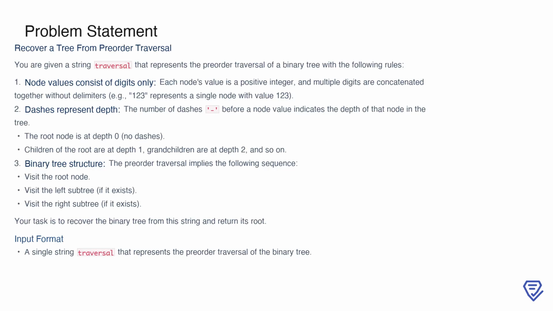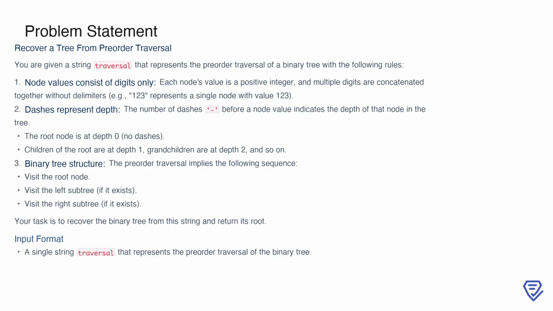In this problem, we are tasked with reconstructing a binary tree from its preorder traversal, which is given as a string. The string follows a specific structure. First, each node value is represented by a sequence of digits, with no separators, so numbers like 123 are treated as a single node value. Second, the depth of each node is indicated by a number of dashes before the node value. For example, if there is one dash before a value, that node is at depth 1, meaning it's a child of the root. 2 dashes indicate depth 2, making it a grandchild of the root, and so on.